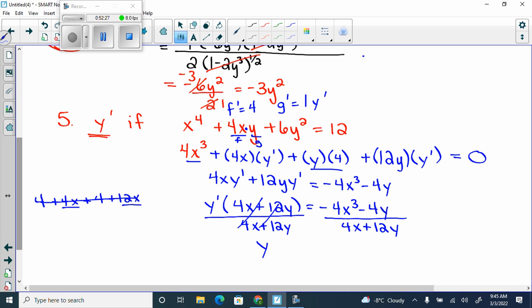And then they'll just take a 4 out of every single one of them. So they'll go negative x cubed minus y over x plus 3y, which matches something. So they take the negative out of the top. It's going to be an A. So it matches A because they take the negative out and write it in front. Write these both as positives: x cubed plus y over x plus 3y, which is A.